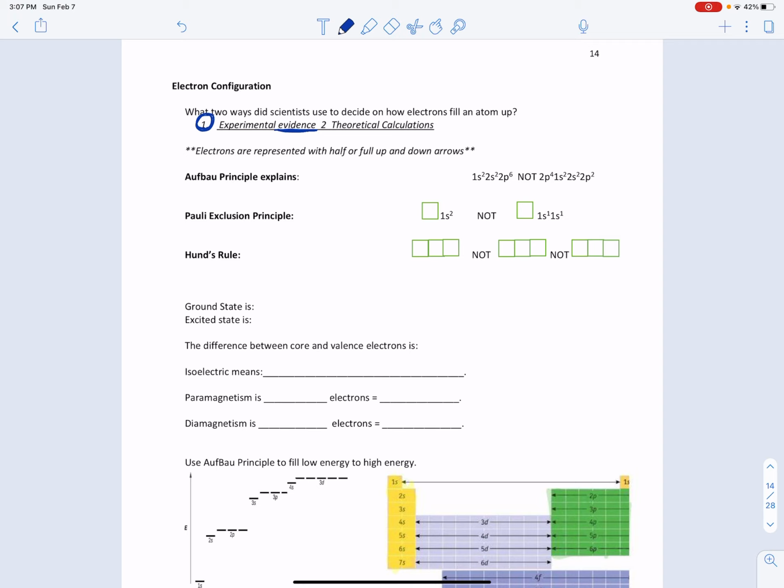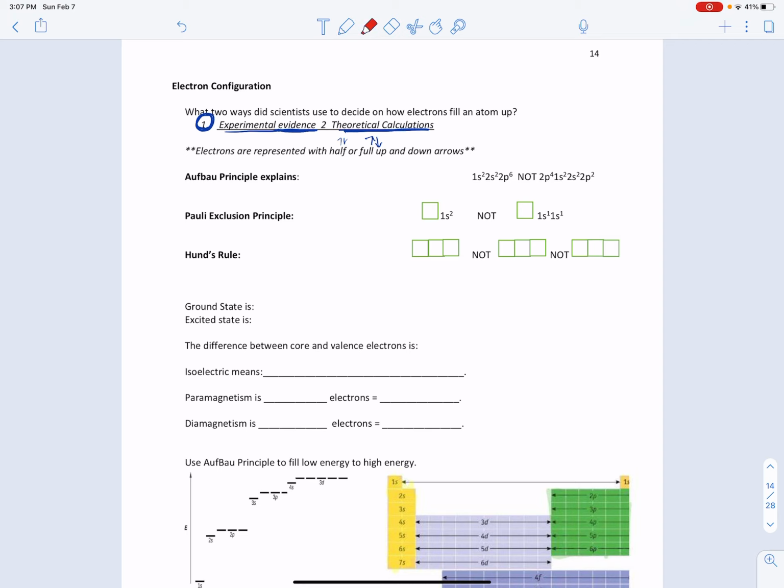So we have this experimental evidence, but then people also began making theoretical calculations, and when those two things were in sync with each other, that's when they began designing this method of how the electrons fill the atoms. Again, electrons are represented with either half up or full up and down arrows. We have three principles that guide how electrons fill the atom.